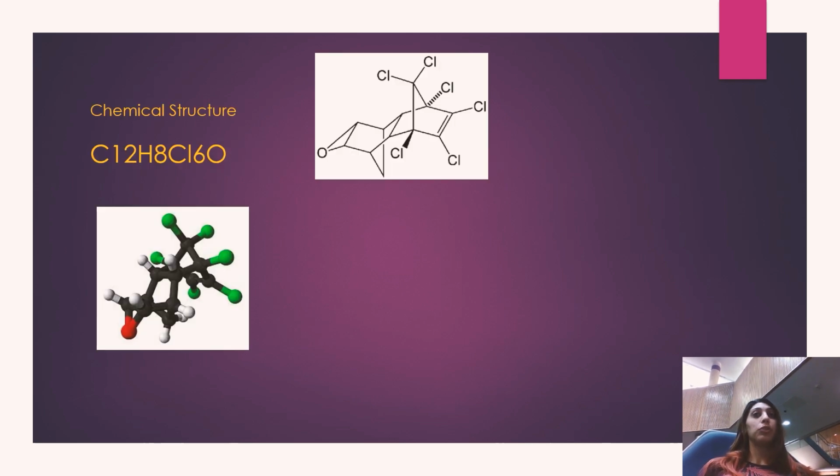So for the chemical structure of dieldrin, it is an organochlorine chemical with the molecular formula of C12H8Cl6O. So that's going to be carbon, hydrogen, chlorine, and oxygen. This is produced when the double bond of aldrin is epoxidized.